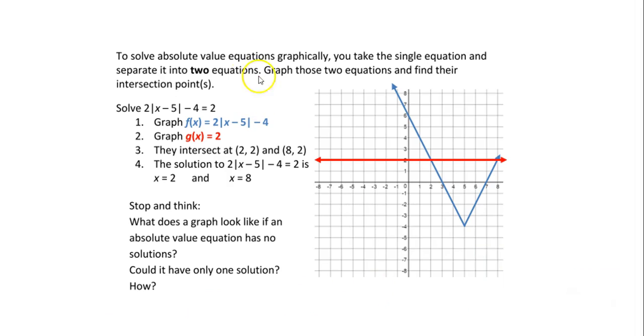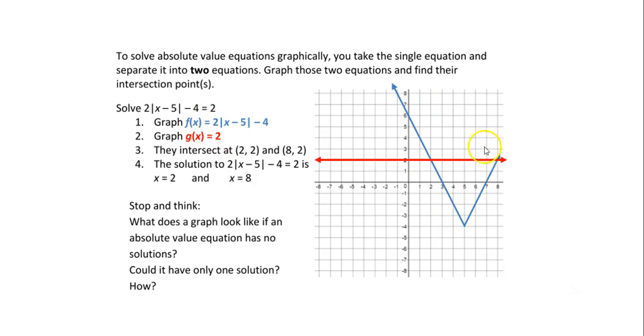So we'll start with, I got all the information here, so I'll just walk through this one step at a time. To solve an absolute value equation graphically, you can take this single equation and separate it into two equations, one on each side. Then we'll graph those two equations and find out where they intersect. If we're going to solve 2 times the absolute value of x minus 5, minus 4, equals 2, we take this function, we'll call it f of x, 2 times the absolute value of x minus 5 minus 4, and then g of x equals 2, or y equals 2, however you want to interpret that.